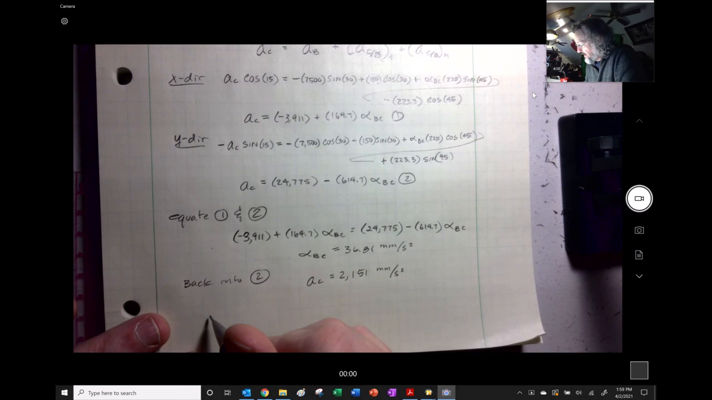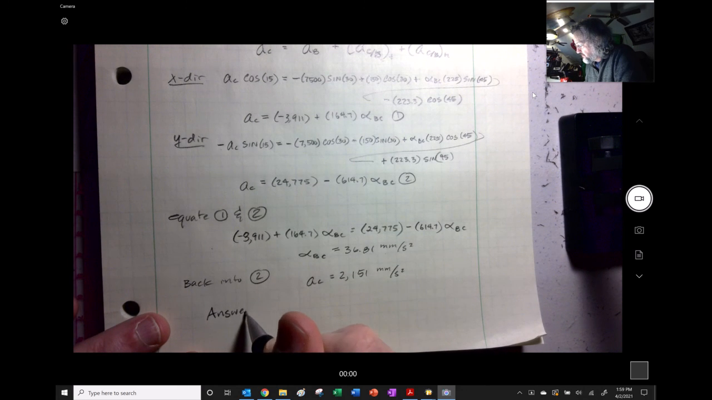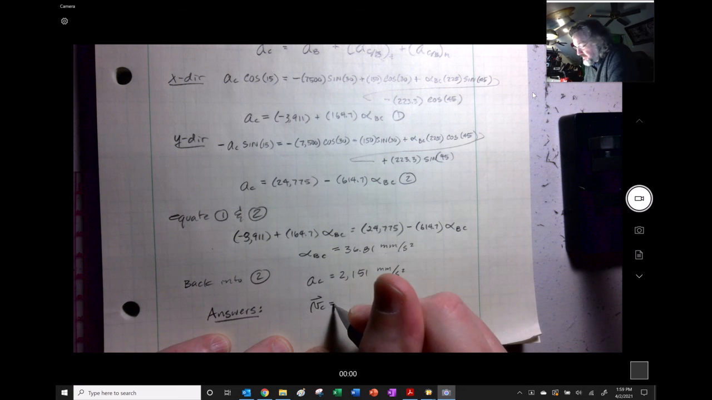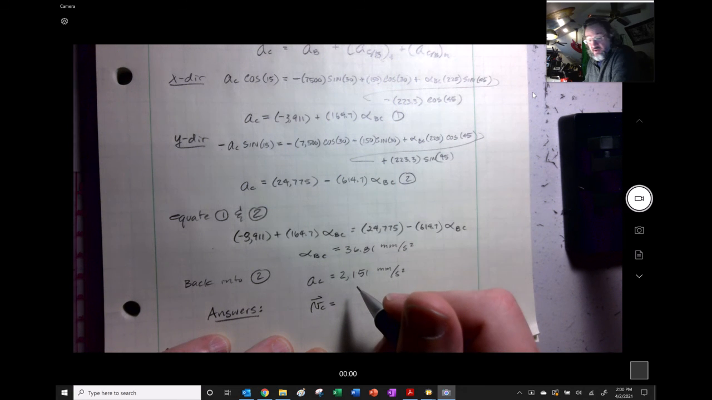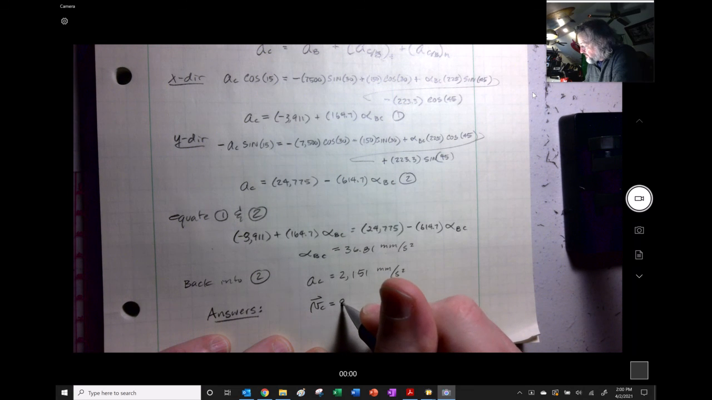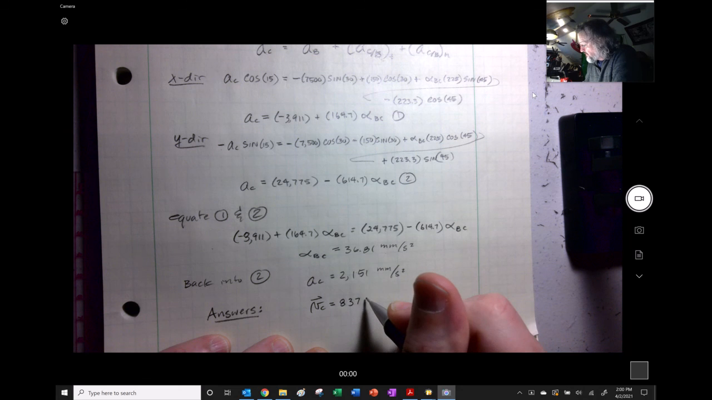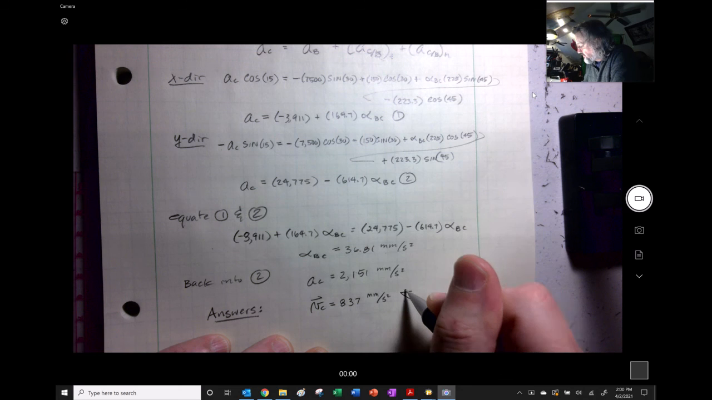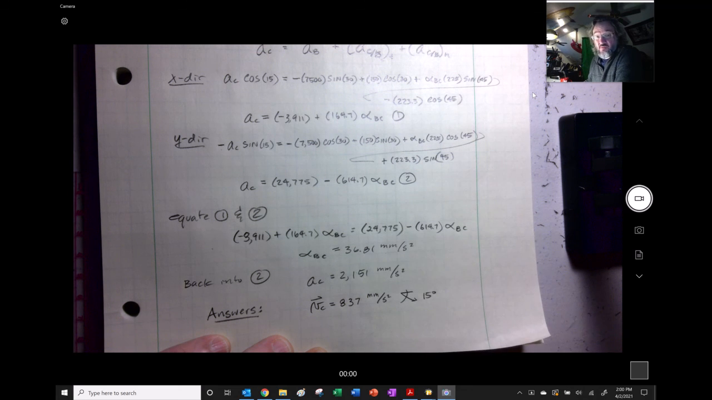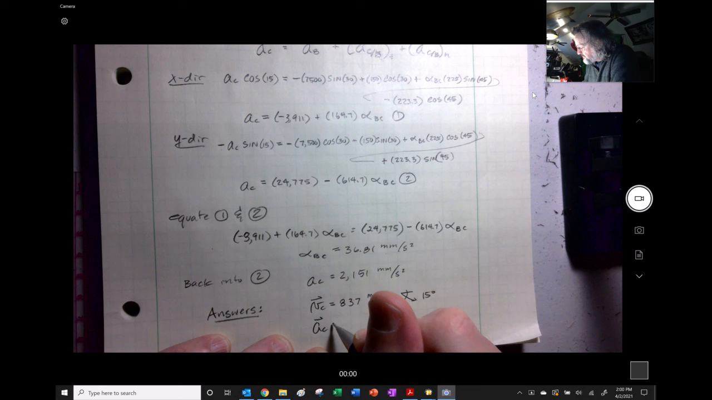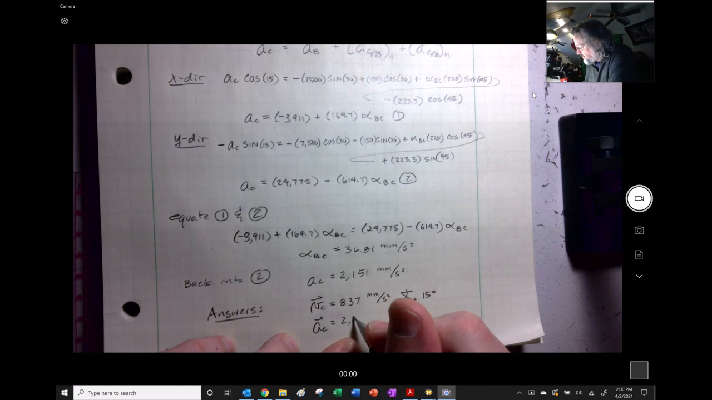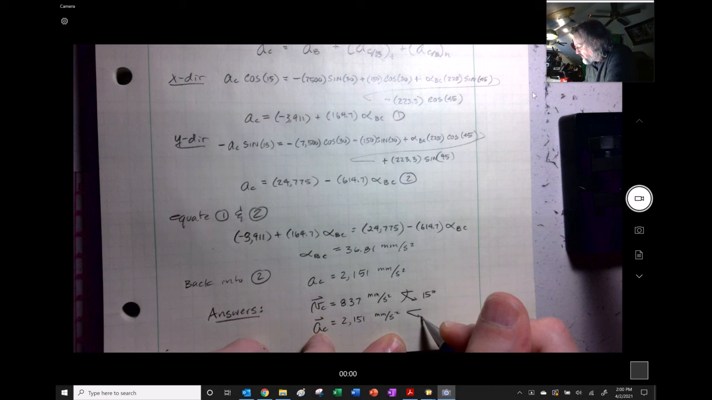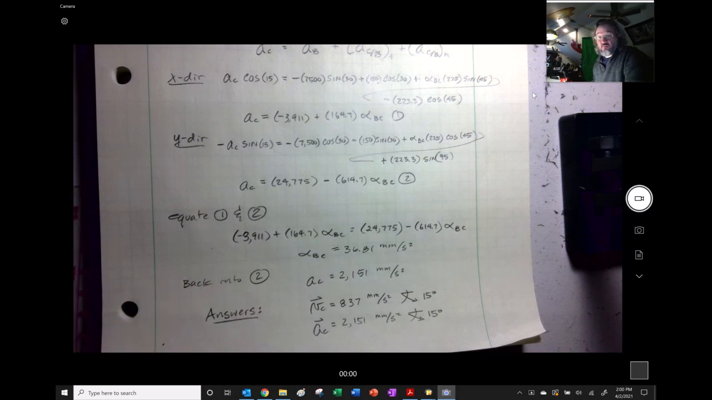And so my answers are: velocity of C is equal to 837 millimeters per second, at 15 degrees downwards, and the acceleration is 2,151 millimeters per second squared, 15 degrees downwards.